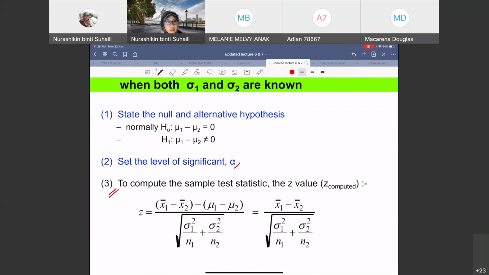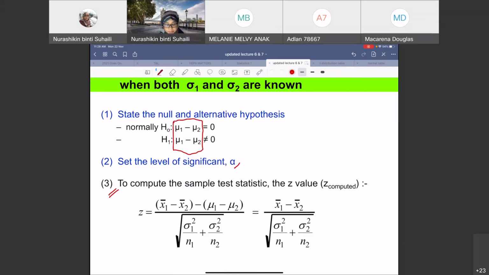But at the end, we want to make a decision. We want to conclude which hypothesis we're going to accept. But here the hypothesis could be a little bit different because we have two populations. So you have to define your hypothesis correctly, unlike the one sample, one population case.